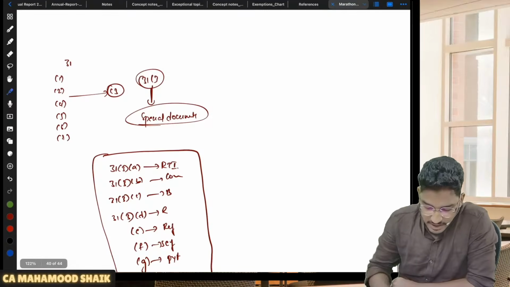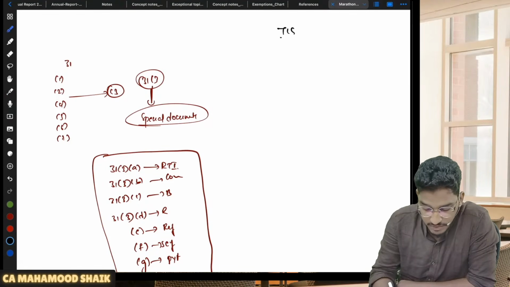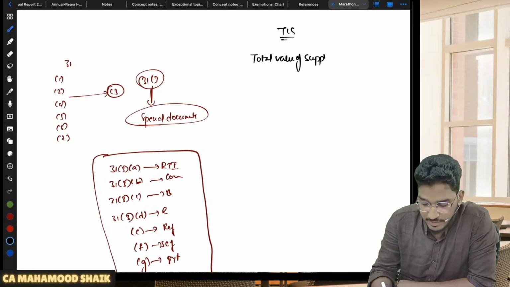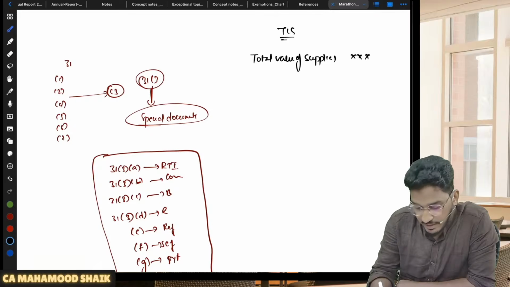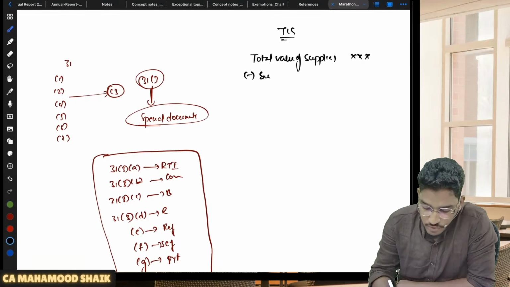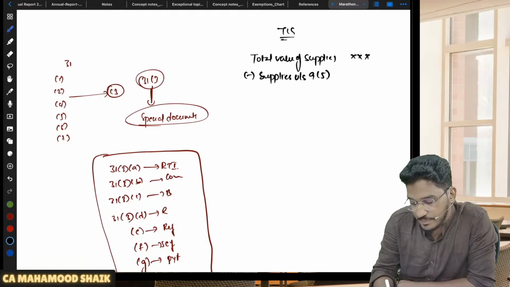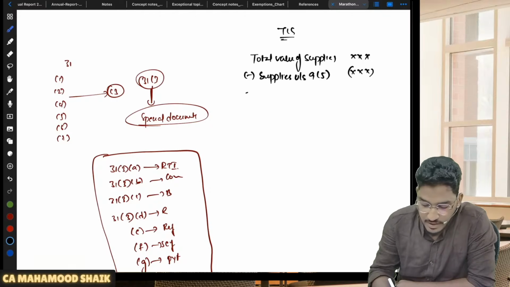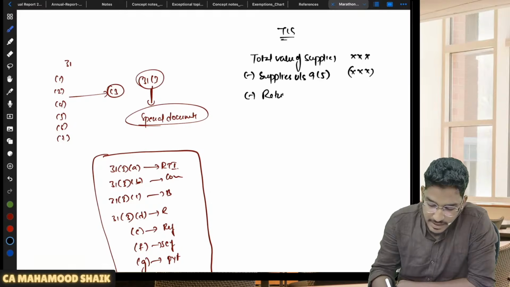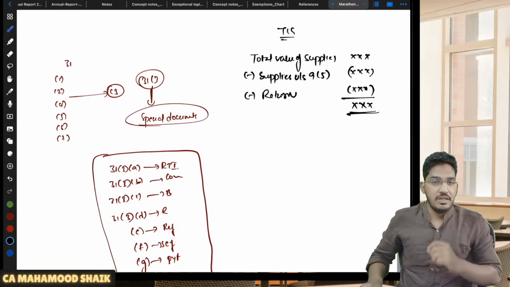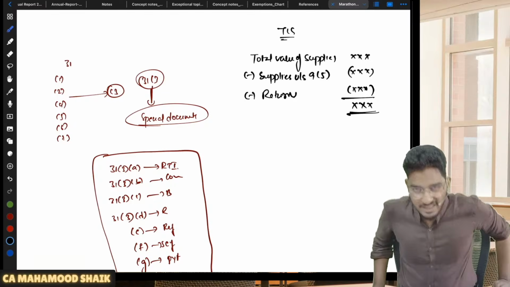So that's why I generally say one thing about how the TCS amount will be calculated. The total value of supplies in a month, whether goods or services, will be taken. From that, they will exclude services notified under section 9(5). From that, returns also will be excluded. The balance you get is the net value of taxable supplies. On that net value of taxable supplies, 0.5% will be collected.